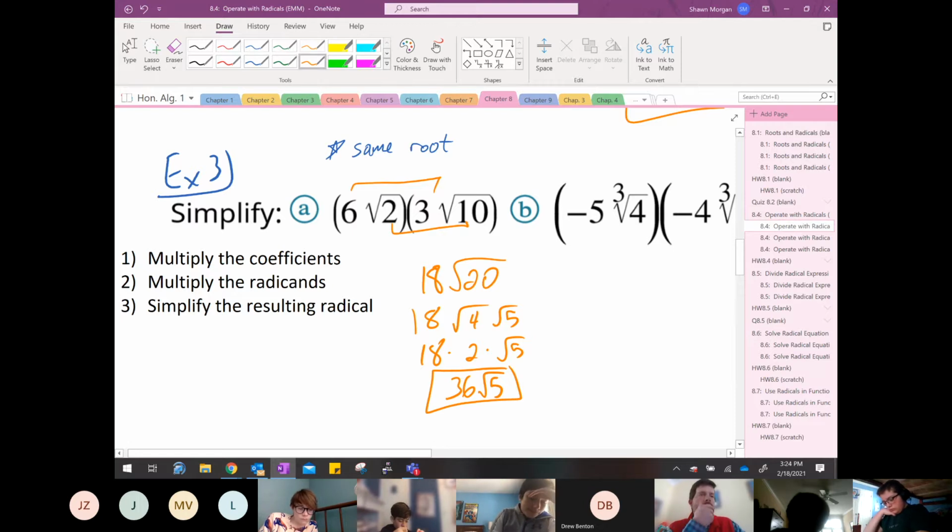Multiply what's on the outside by what's on the outside. Multiply the inside by what's on the inside. Assuming we've got the same root, we're gravy. That root stays as is. And then we have our answer to simplify.